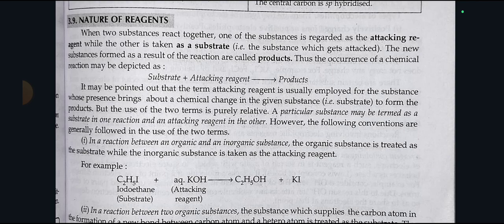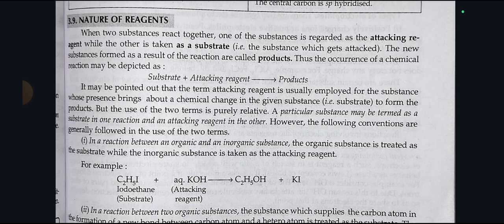3.9 Nature of reagents. When two substances react together, one of the substances is regarded as the attacking reagent while the other is taken as the substrate, that is, the substance which gets attacked. The new substances formed as a result of the reaction are called products. Thus, a chemical reaction may be depicted as substrate plus attacking reagent gives products. It may be pointed out that the term attacking reagent is usually employed for the substance whose presence brings about a chemical change in the given substance, that is, the substrate, to form the product.